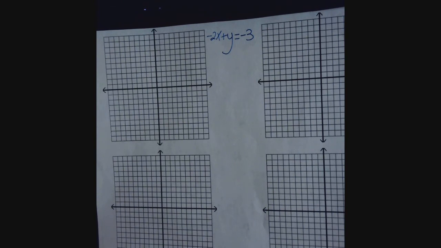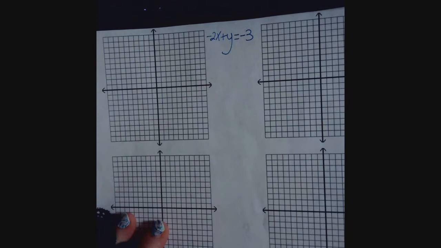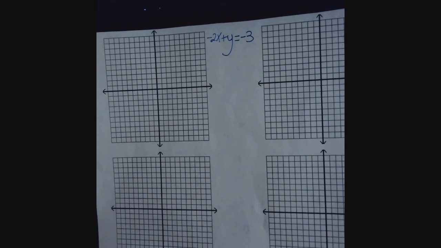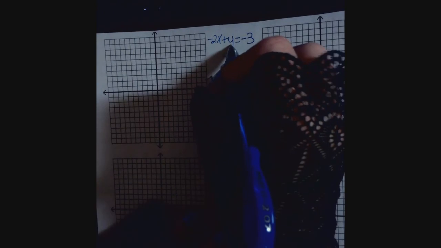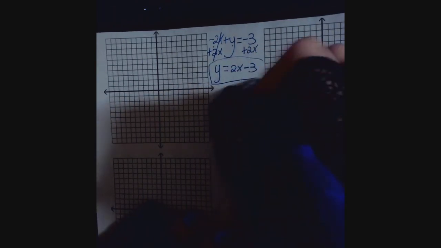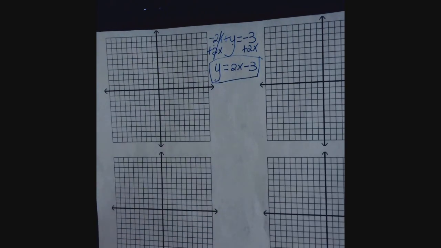All right, we're going to graph this. Hopefully you remember from last year that you always want to get this in what they call slope-intercept form. That means you want to solve it for y. Hopefully this will bring back some memories. So I have a negative 2x, so I'm going to add 2x to this side. I cancel here, and I get y equals 2x minus 3. This is called slope-intercept form. You always want it in this form if you're going to graph an equation.